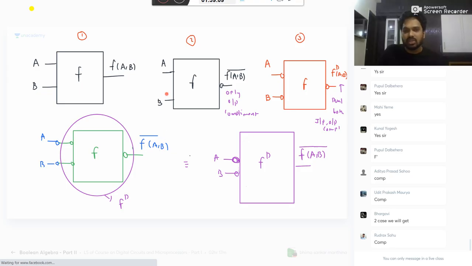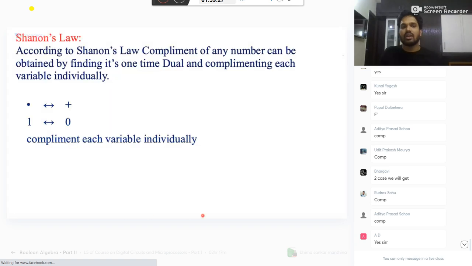Or indirectly, from this, what I understand is for the dual, if inputs are complemented, it is equal to F bar of AB. This is how you get the complement of the function from the dual. That is what we call Shannon's law.